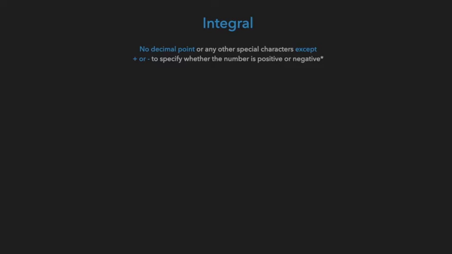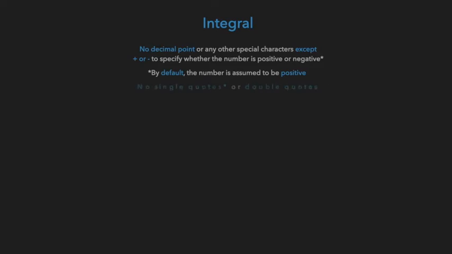So for integral data types, no decimal point or any other special character must be used. Why? Because it's obviously an integer. An integer won't have any special character except plus or minus. Why? To show whether the literal is positive or negative. And normally, if you've not mentioned it explicitly, it'll just be taken as positive.